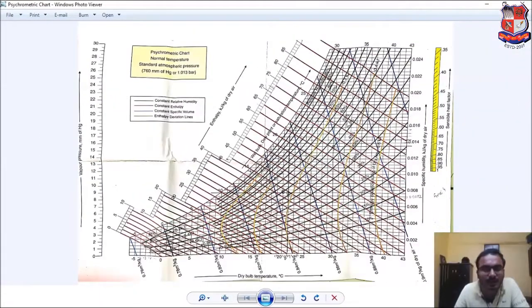So this is entirely the psychrometric curve, and one more thing which is left is vapor pressure, which is measured through this scale, and it is measured in unit of mm of Hg. So this was our psychrometric chart.